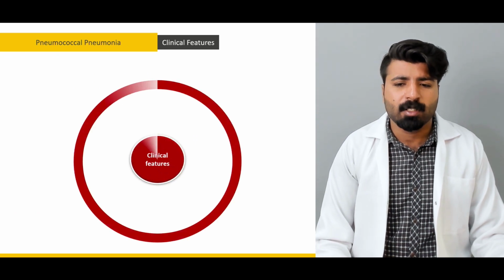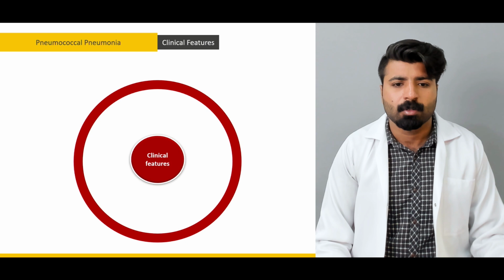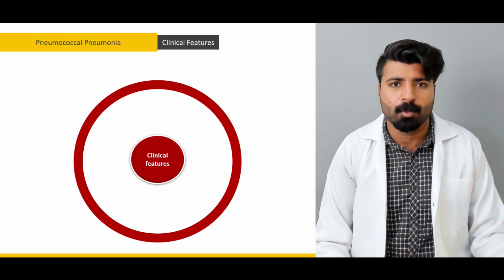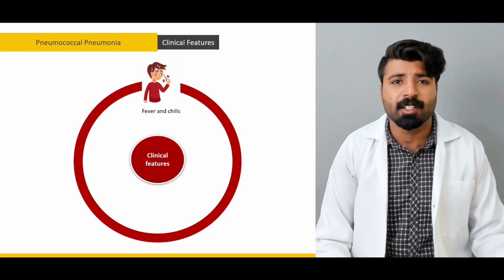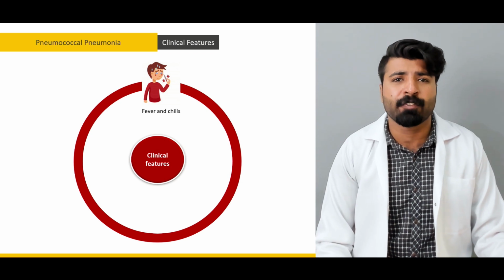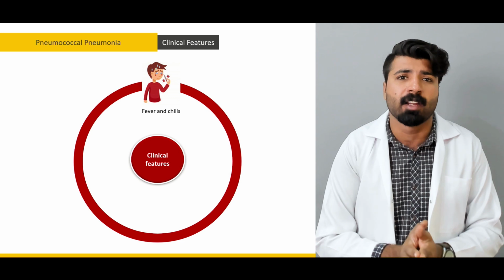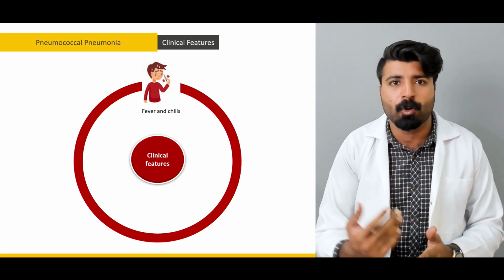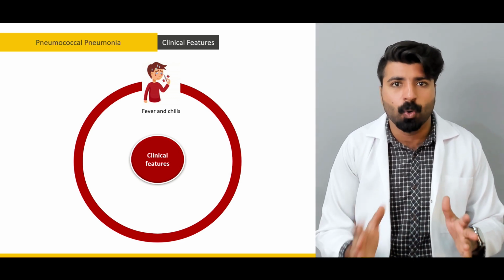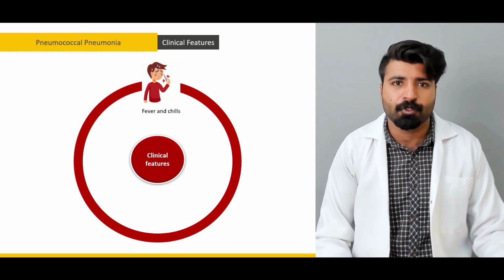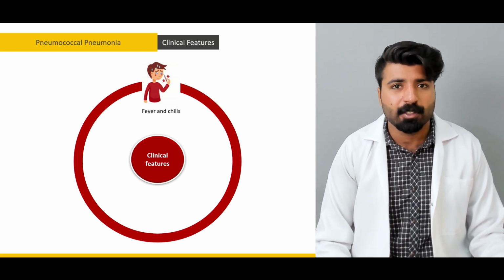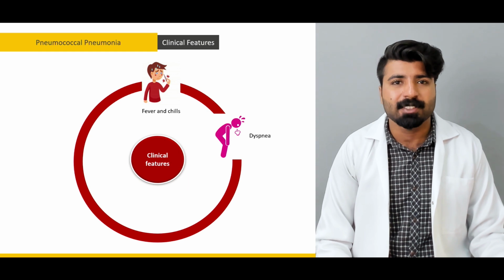So what will be the clinical features of a patient who has pneumococcal pneumonia? We already talked about fever and chills, because there's a huge amount of infection going on inside your body, a huge amount of infection happening inside your alveoli. It may be lobar pneumonia or it may be bronchopneumonia, but it's affecting a whole lobe or at least patches of your lung. So there will be fevers, there will be chills, then there will be dyspnea.